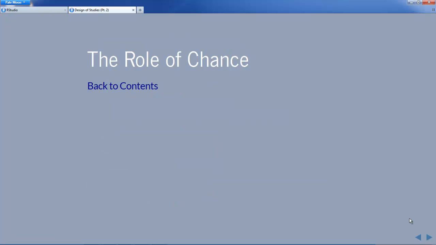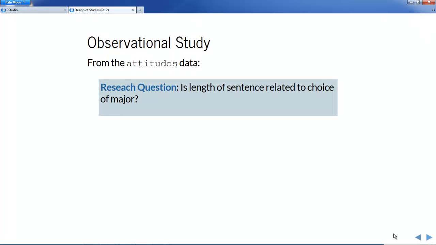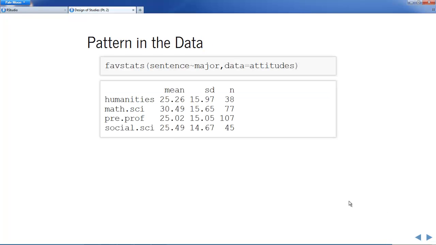In our last section, I'd like to stress the role of chance that's always at play in experiments as well as in observational studies. The attitudes data frame was really kind of interesting because the research questions that are generated from it are some of them studied through observational studies and some of them studied by experiment. So, for example, the research question is length of sentence related to choice of major. Remember when we looked at that research question and looked at it descriptively, we found there did appear to be a pattern in the data.